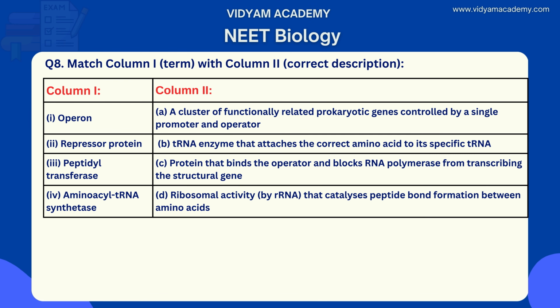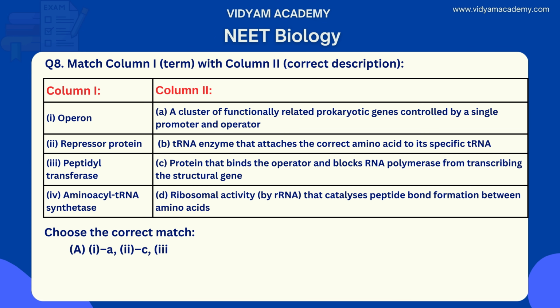Question number 8. Match the columns. The first column is a term and the second is the correct description. The first one, operon. Option A, cluster of functionally related prokaryotic genes controlled by a single promoter and operator. Option 2, repressor protein. Option B, enzyme that attaches the correct amino acid to its specific tRNA. Option 3, peptidyl transferase. Option C, protein that binds the operator and blocks RNA polymerase from transcribing the structural genes. Option 4, aminoacyl-tRNA synthetase. Option D, ribosomal activity by rRNA that catalyzes peptide bond formation between amino acids.